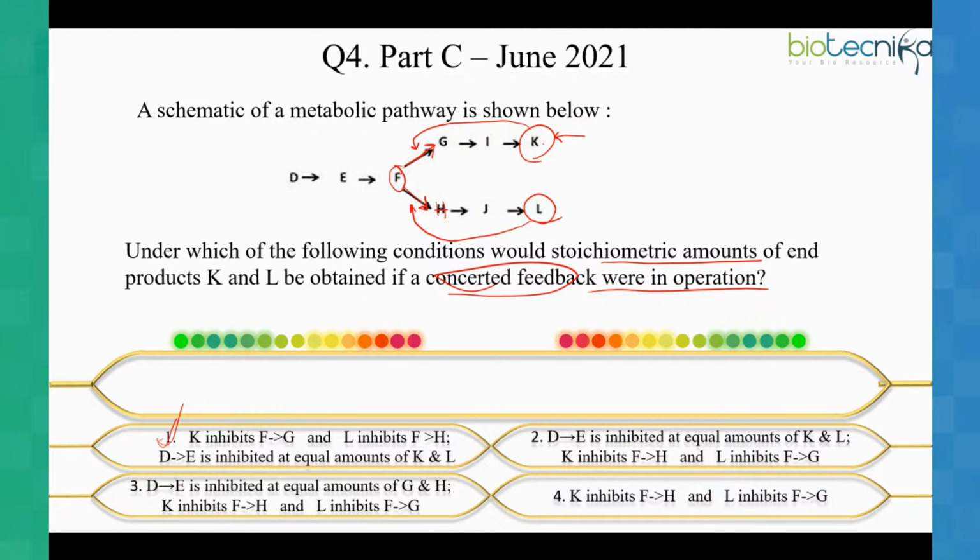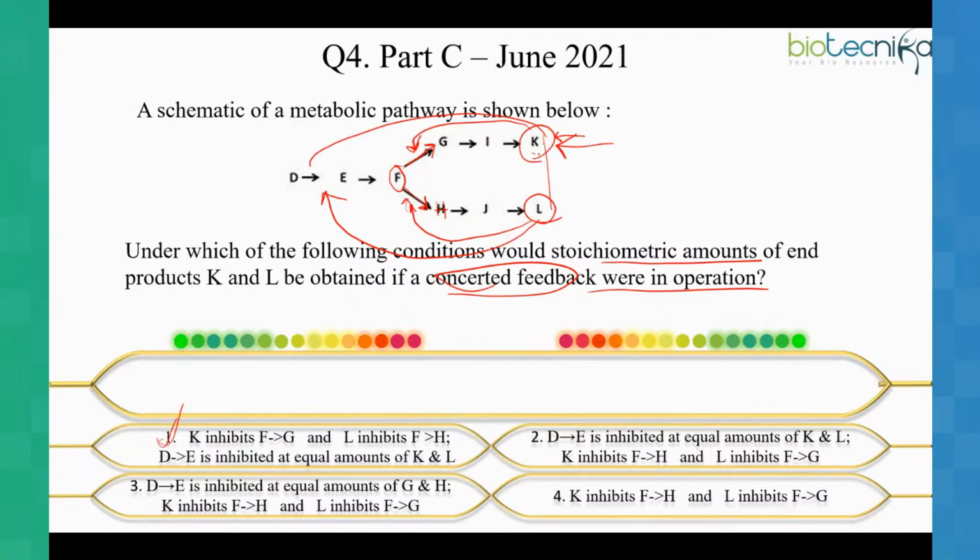Now, if K and L are present in equal amounts, they have said stoichiometric amounts will be there. So if both are there, then they will go and inhibit the conversion of D and E. If K alone is there, then it will go and inhibit only this. If L alone is there, then it will go and inhibit this.